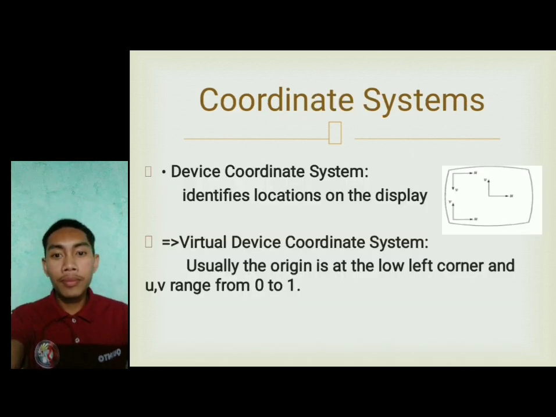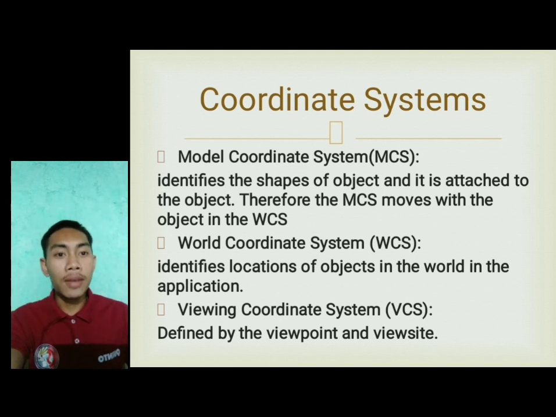Coordinate system. Coordinate system identifies location on the display. Virtual device coordinate system. Usually, the origin is at the lower left corner and UV range from 0 to 1. There are 3 types of coordinate system. Number 1 is Model Coordinate System or MCS. Identifies the shapes of objects and it is attached to the object. Therefore, the MCS moves with the object in the WCS.